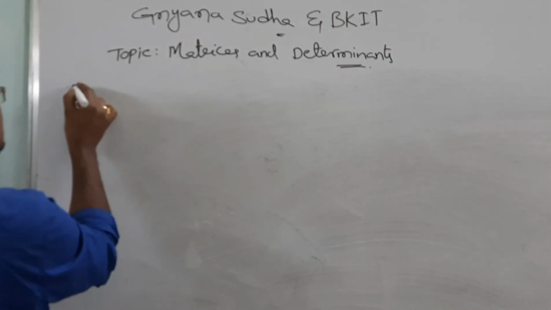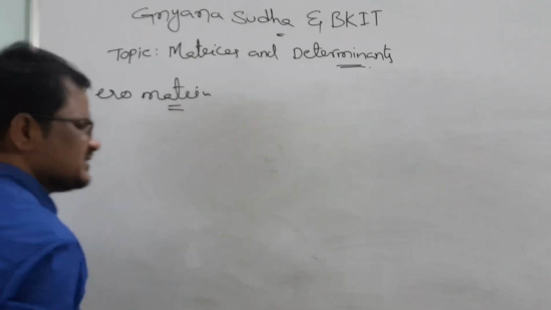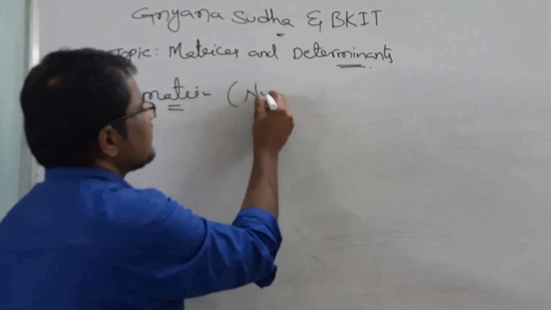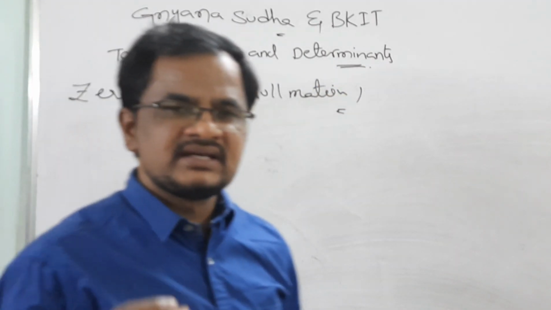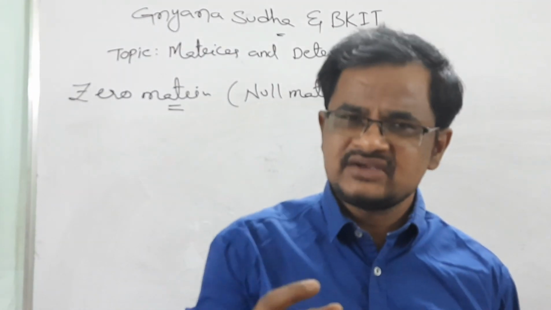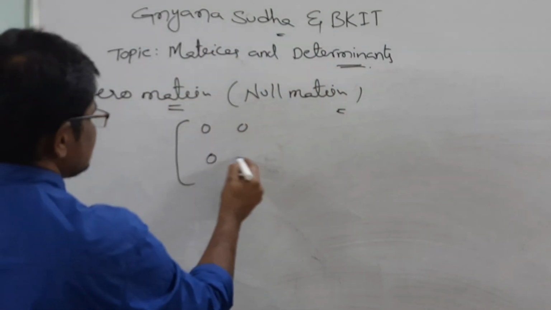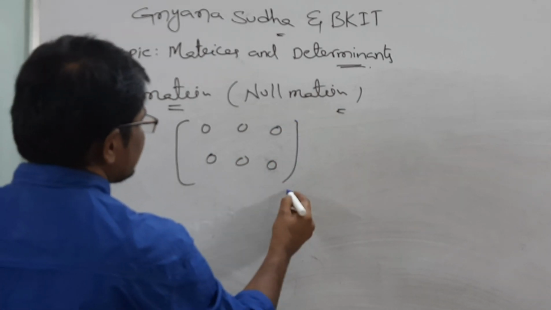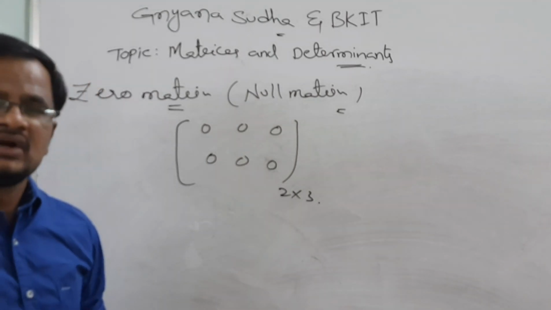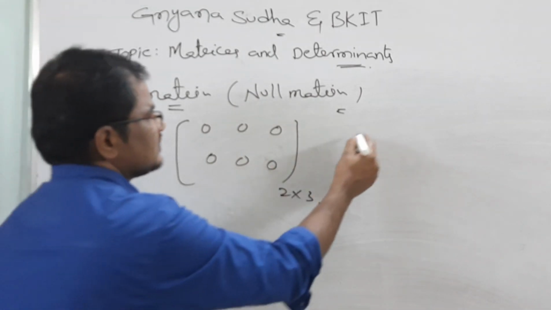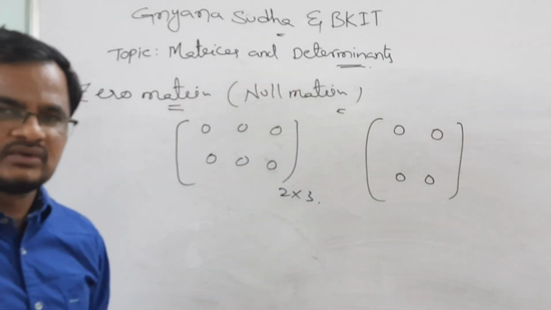Next one is zero matrix. Zero matrix means a simple thing. Zero matrix or null matrix: a matrix is said to be the null matrix or zero matrix if all its elements are zero. That's it. So if you take 0, 0, 0, 0, 0, 0, this is the null matrix of order 2 rows and 3 columns. This is the null matrix of order 2 by 3. Or you can take 0, 0, 0, 0. This is also a null matrix of order 2 by 2.